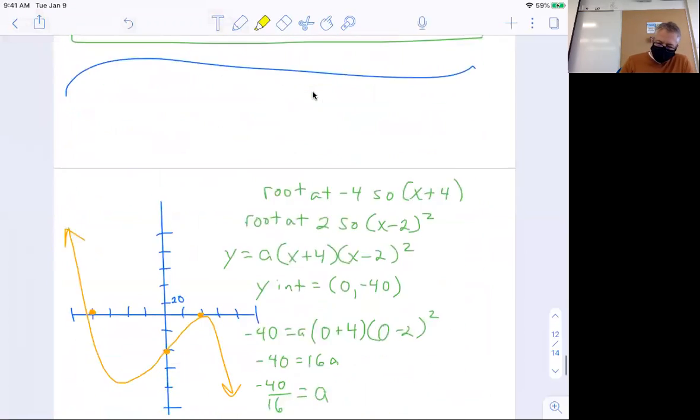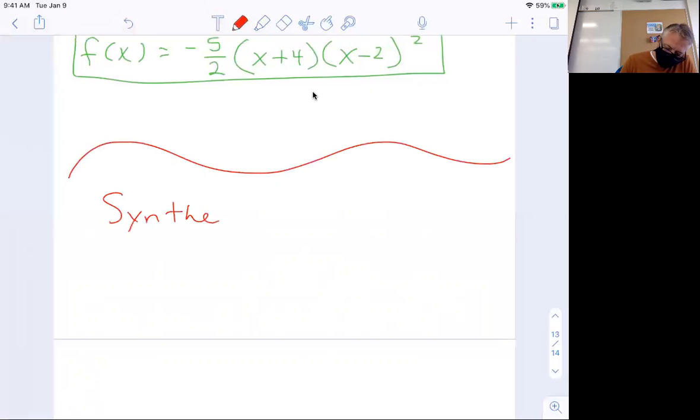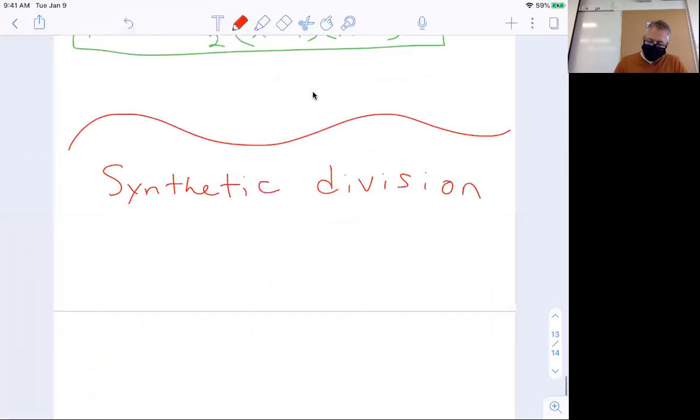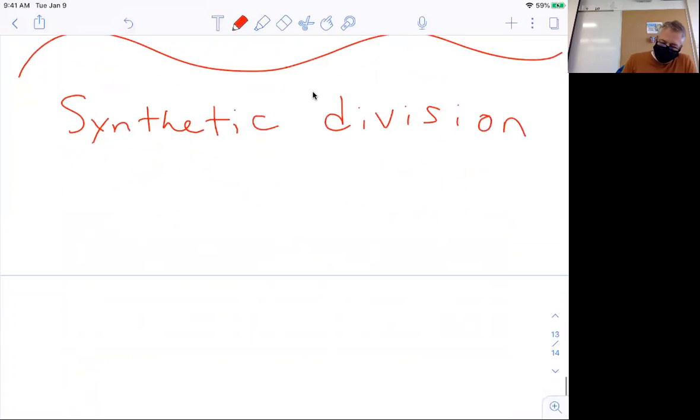So now I'm going to give you another skill that's going to help us graph these polynomials. And that skill will be synthetic division. So synthetic division is going to be dividing for polynomials. Now here's why we use synthetic division.